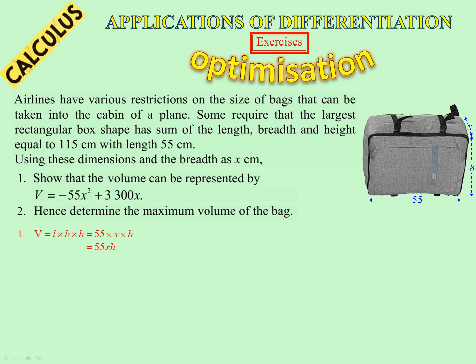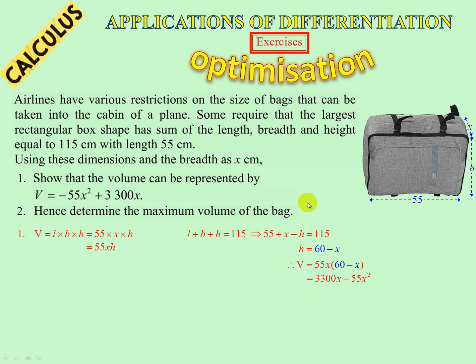Now we have a problem there because there are two variables. But the fact that length, breadth and height add to give 115 with length 55 allows us to form an equation with x and h. Length plus breadth plus height equals 115, so that means 55, x, h add up to 115. Solving that, we get h equal to 60 minus x, and we can put that in for h there. Here we are. So we have volume equal to 3300x minus 55x squared.